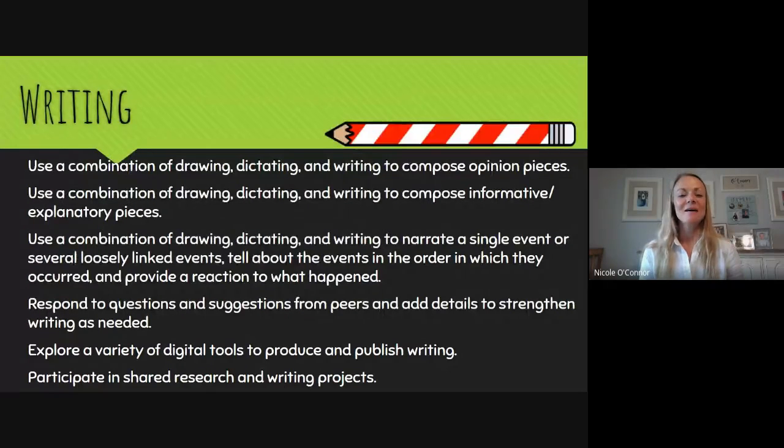And we do a lot of sequencing so that they can link events together in kindergarten. It does begin as drawing, and then we move away from the illustrating to actually writing or labeling what they are drawing.